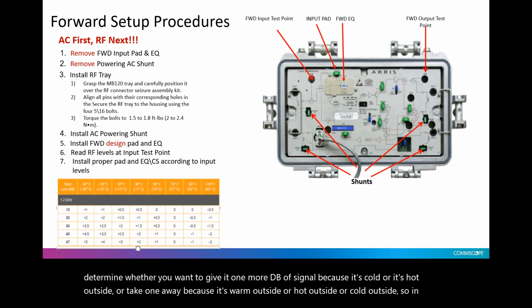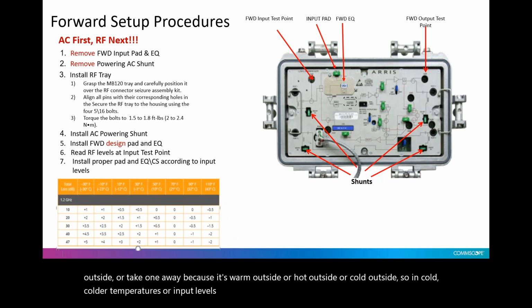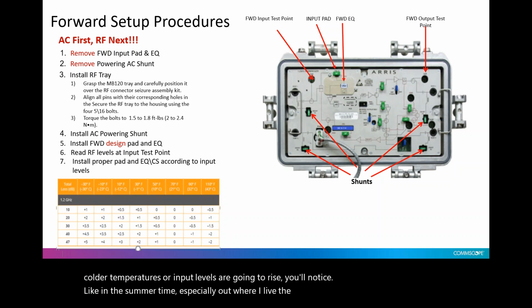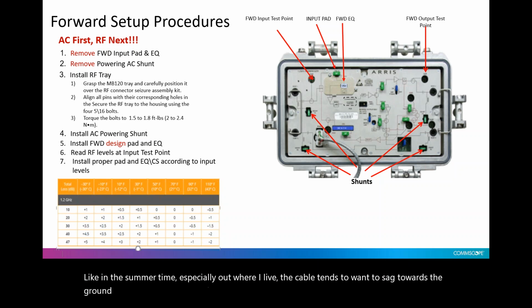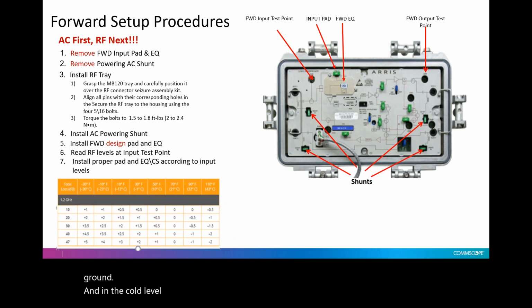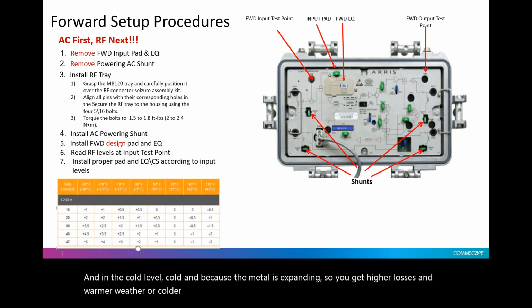So in colder temperatures, your input levels are going to rise. You'll notice, like in the summertime, especially out where I live, the cable tends to want to sag towards the ground. And in the heat, because the metal is expanding, you get higher losses. In colder weather, it tends to go closer to the sky. The metal doesn't expand, it actually contracts, and you get higher input levels.